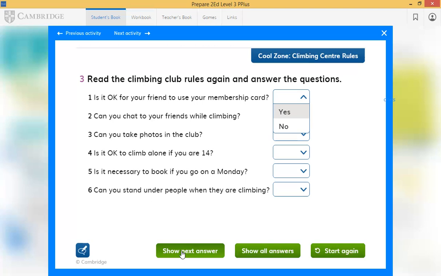Okay, so let me ask you. Carolina Ramirez, the first one: is it okay for your friend to use your membership card? Yes or no? No, I must show my membership. Exactly. No, it's not permitted. Exactly.